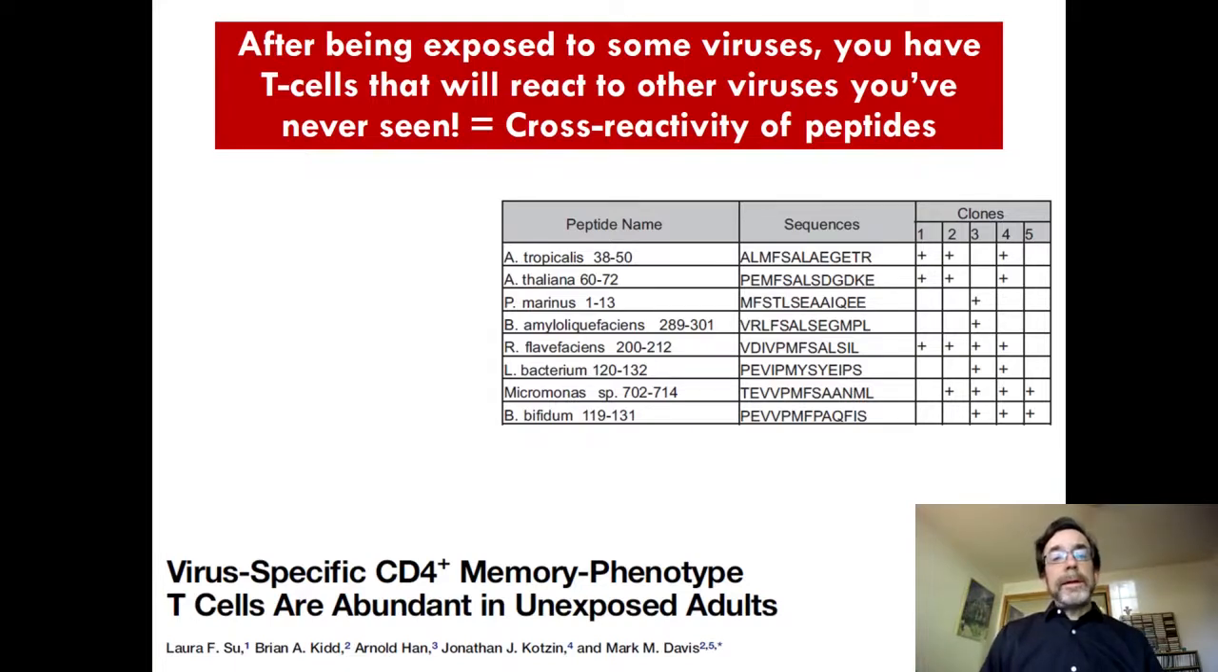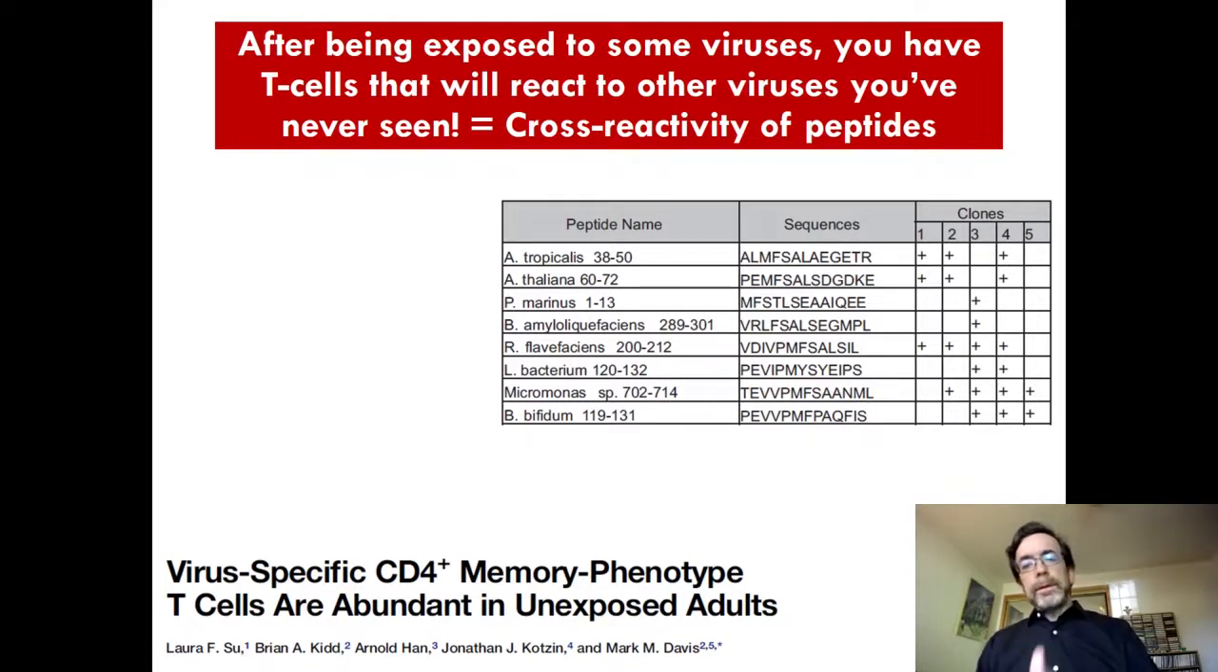And then they found something funny. They ran those same T cell clones. They have clones 1 through 5 that are all the way over there. And wherever you see a plus, that clone also reacted against the other peptide. Look at the names of those peptides: A. tropicalis, P. marinus, L. bacterium. These are not HIV peptides.